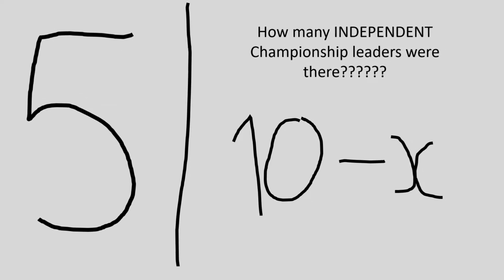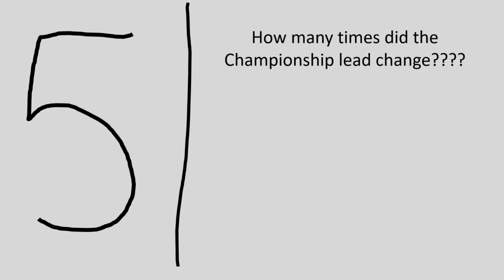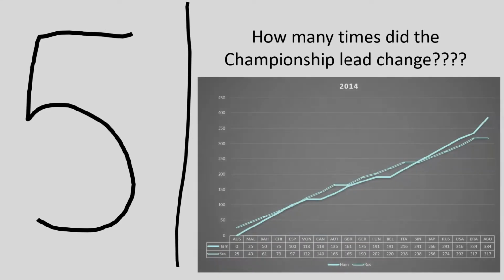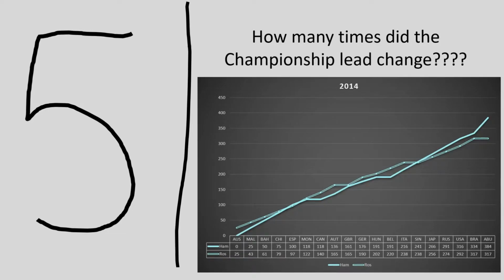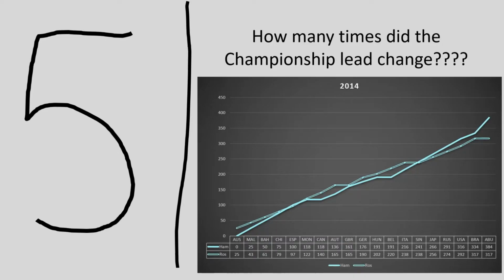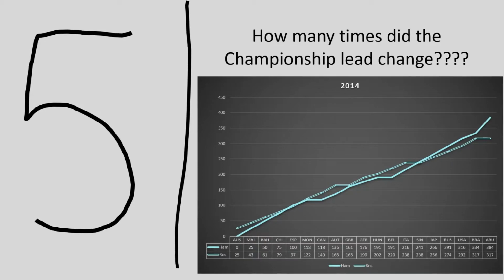And the final category is, how many times did the championship lead change? Now this can be applied to a slightly more dominant season, a slightly more team-dominated season, for example, 2014. This was a year that was dominated by the 2 Mercedes, but they changed lead 3 times. So there were 2 independent championship leaders, but there were 3 championship lead changes.